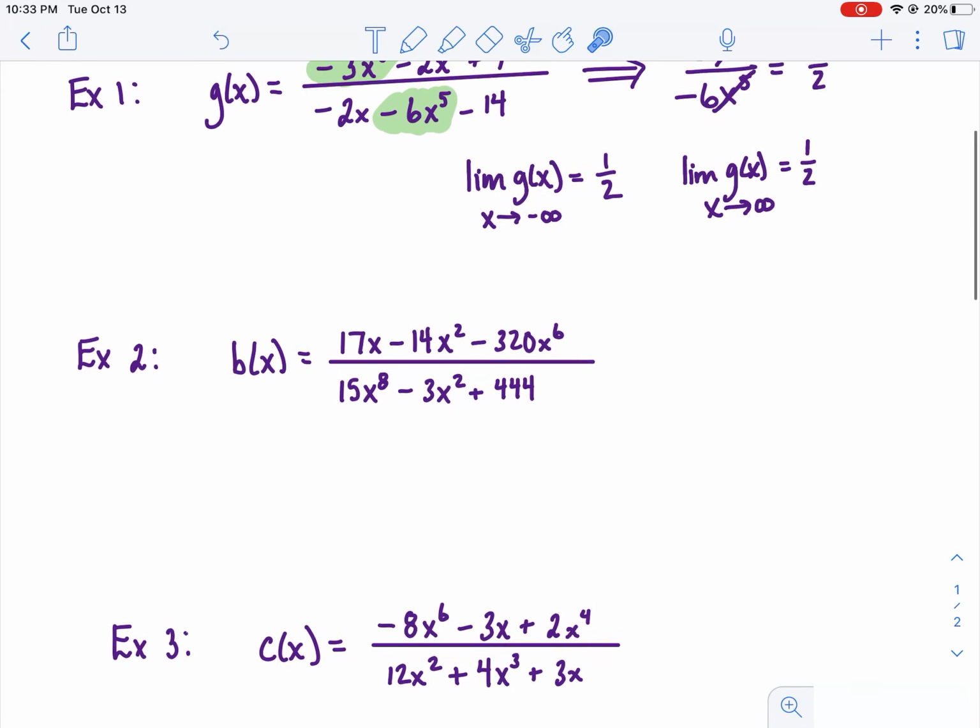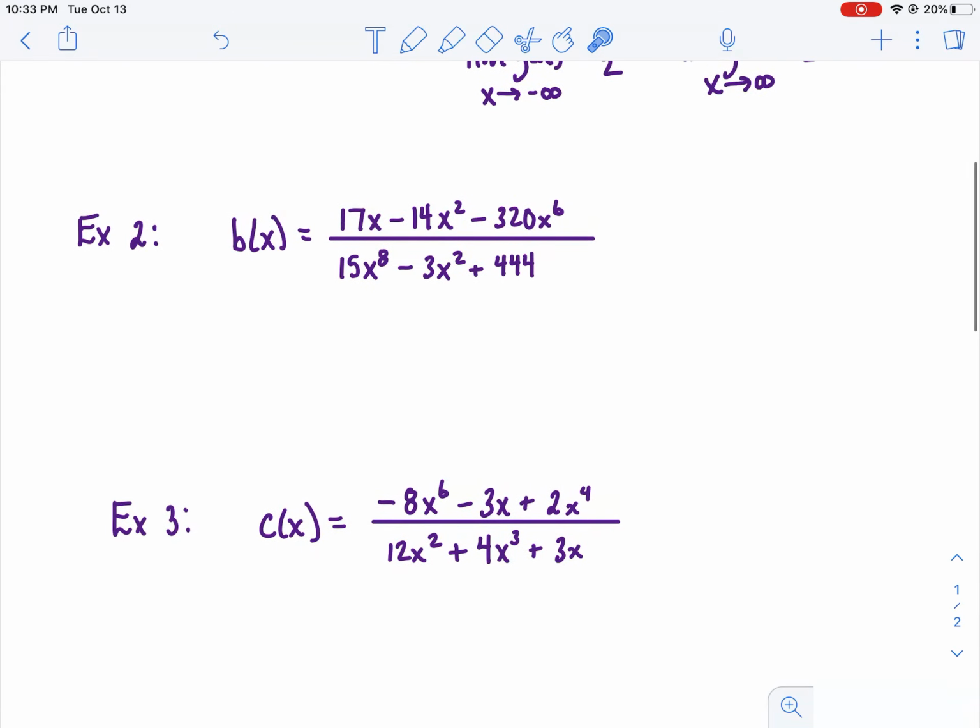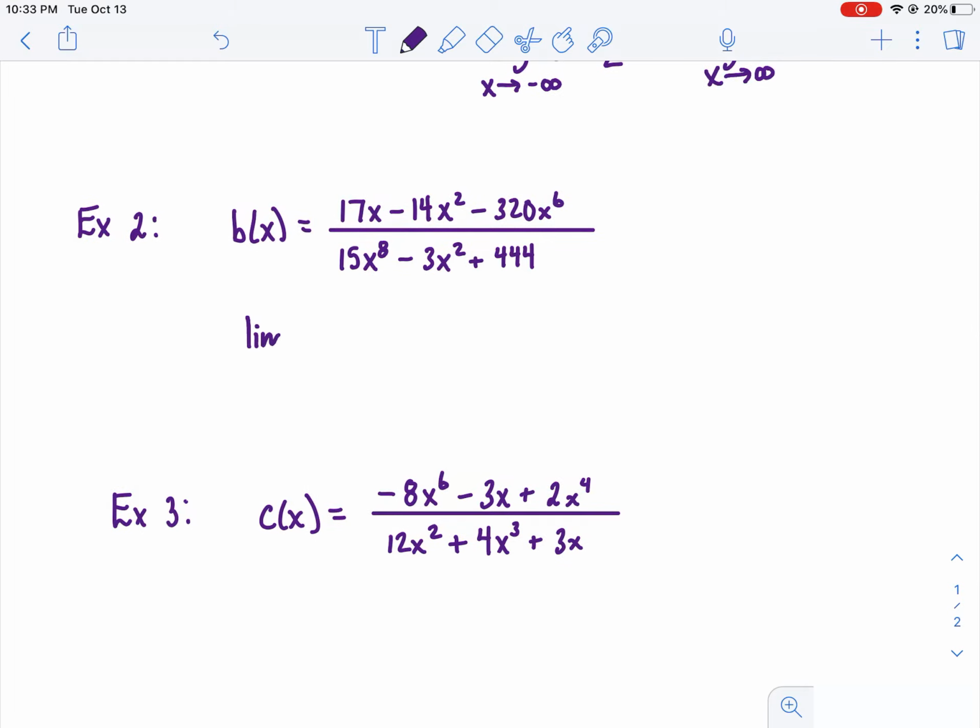So let's take a look at another one here. In this next situation, we've got the function b of x. If I do the limit of b of x as I go to the left, we're going to try to figure out what that does, and the limit of b of x as I go to the right. Again, we're going to just use this comparison method, is what we'll call it.